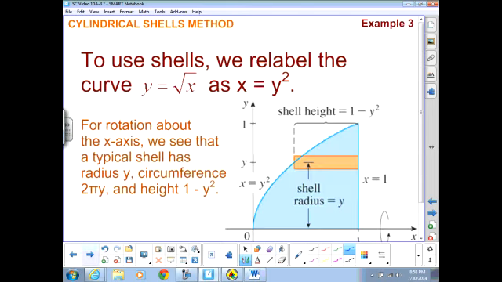And here's another visual of that. Again, to find the height of that rectangle, this length was 1. We chopped off this length of x, so 1 minus x, but x was really y squared. So the height of our rectangle was 1 minus y squared.